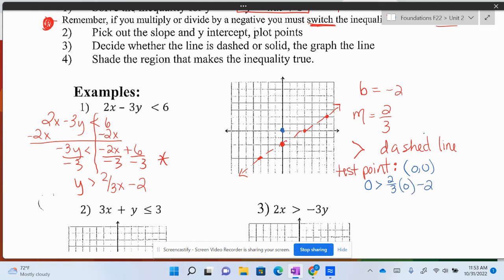Well, what is 2/3 times 0? 0. So I really have 0 is greater than -2. Is that true? Yes, it is. So I'm going to shade where the test point lies. So I'm going to shade in the region that the test point lies.